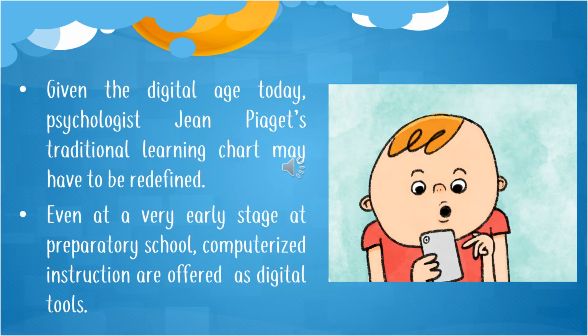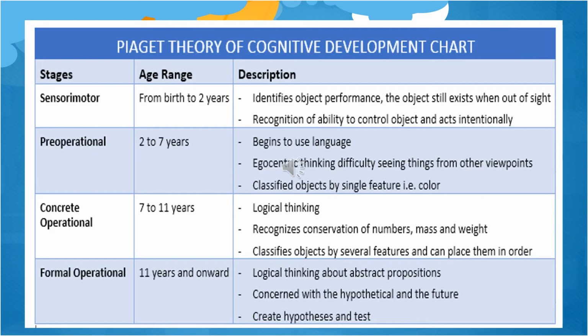Given the digital age today, psychologist Jean Piaget's traditional learning chart may have to be redefined. Even at a very early stage at preparatory school, computerized instruction are offered as digital tools. For example, in Piaget's theory of cognitive development chart, it states that children begin to use language by the time they turn 2 to 7.